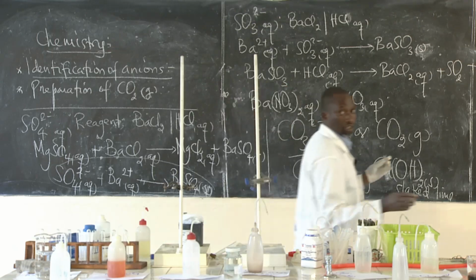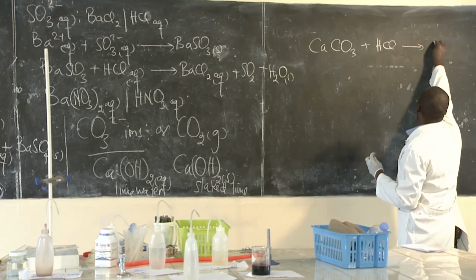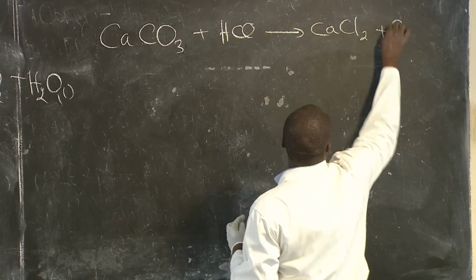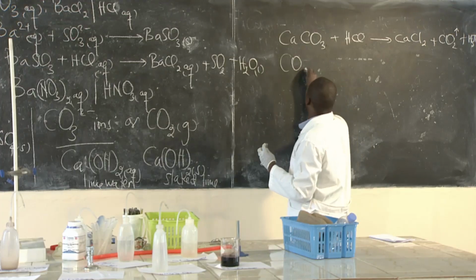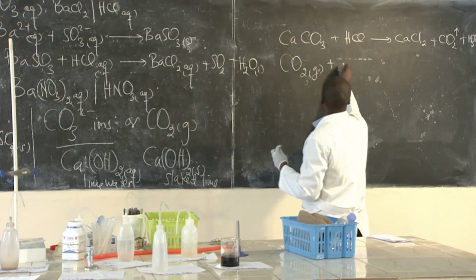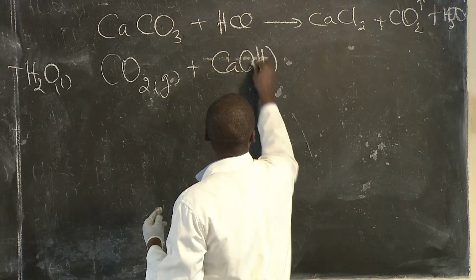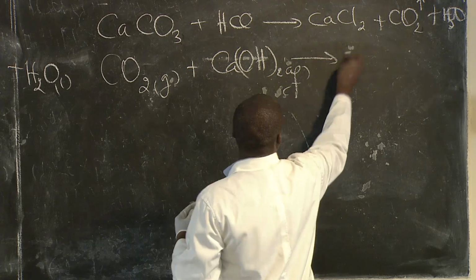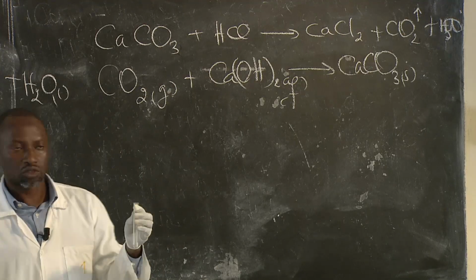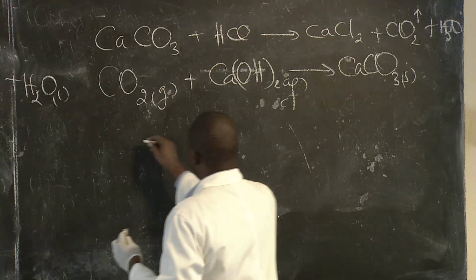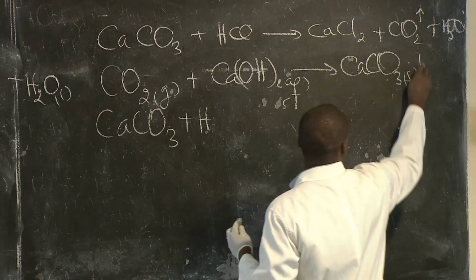So this is what happens. Calcium carbonate is reacting with HCl, and this produces calcium chloride plus carbon dioxide gas, and then water is also produced. The carbon dioxide gas was passed through the lime water, which I have here, which is calcium hydroxide solution, and then it forms calcium carbonate. The white precipitate that forms here, that milky solution, is this calcium carbonate. Water is also formed here.